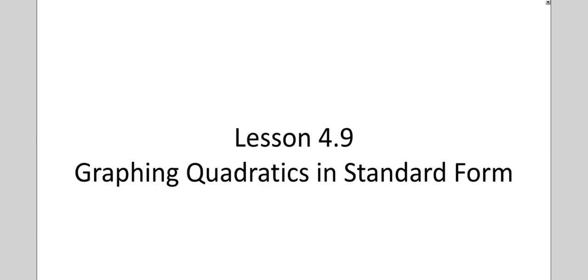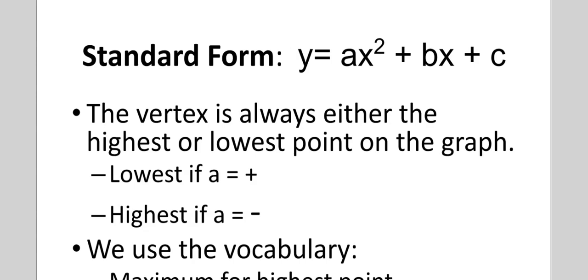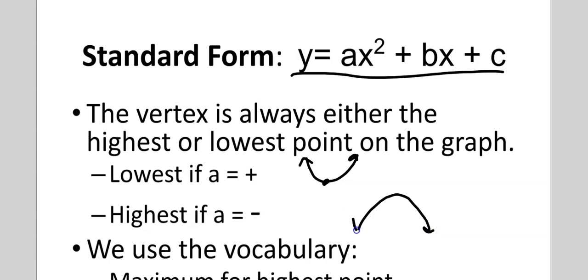All right, lesson 4.9, graphing quadratics in standard form. So this is the basic form of a parabola, ax squared plus bx plus c. We've been doing this for a while. The vertex is always either the highest or lowest point. If it's the lowest point, that means you have a smile, which means it's positive. If it's the highest point, that means you have a frown, which is negative.